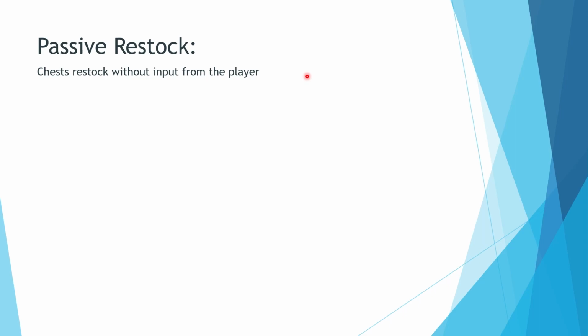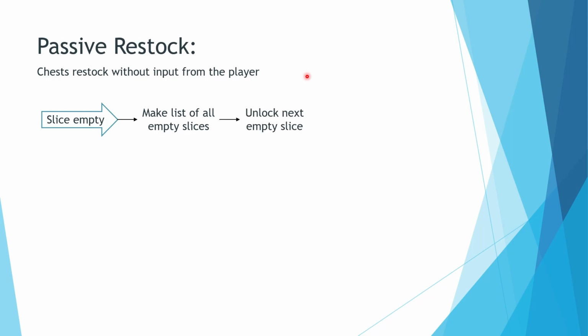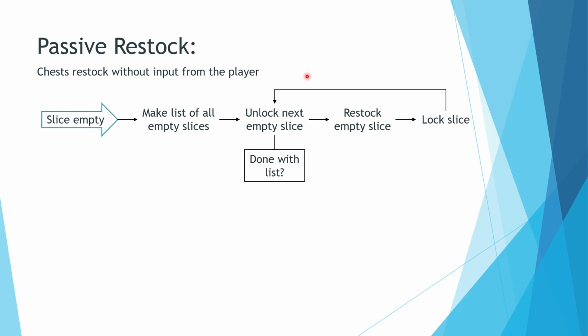This means that the chests in a display hall restock without any input from the player. So the way this works, a slice is emptied, the chest is emptied, and a comparator readout tells the control logic that there's an empty slice. We make a list of all the empty slices. In a previous video, I've explained this in more detail. We unlock the first empty slice, we restock it, we lock it, and we move on to the next. Once we're done with the list, we reset the system and we wait for the next empty chest.